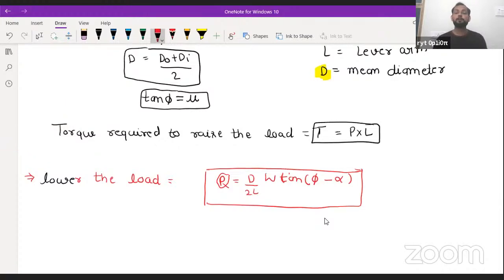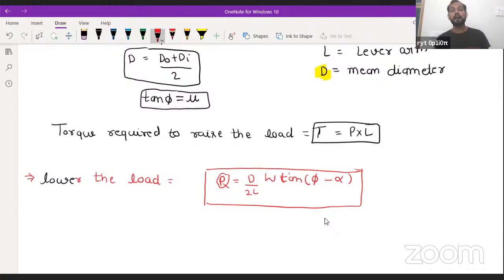Now what will happen if you remove the load? In that condition, it may automatically start to lower the load. So there will be chances of an accident. Either you are raising the load or you are lowering the load, there should always be a requirement of effort.